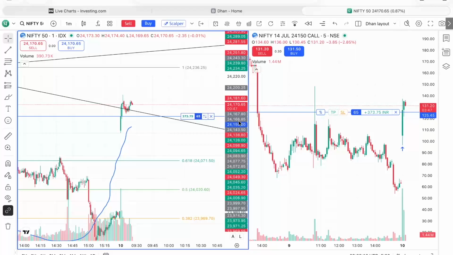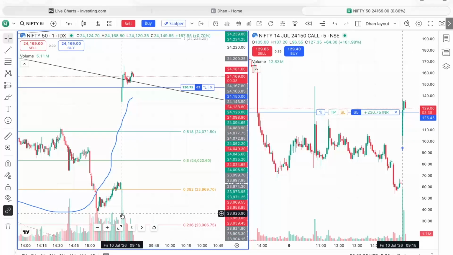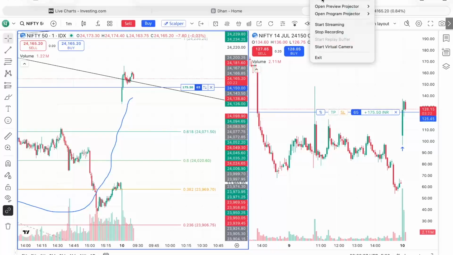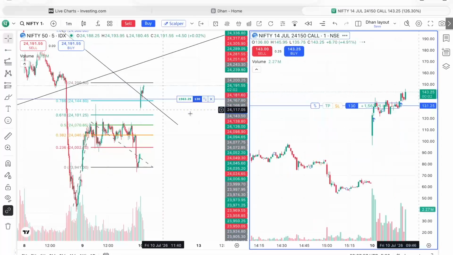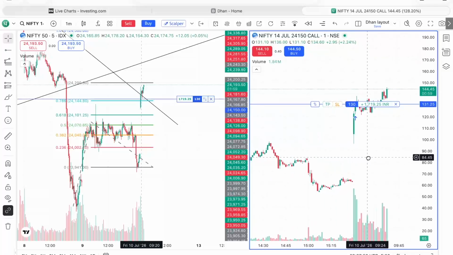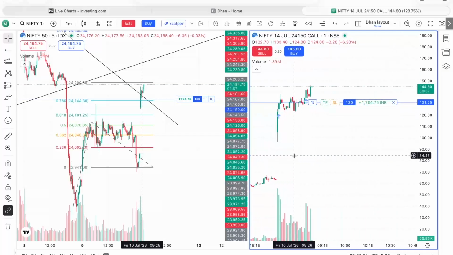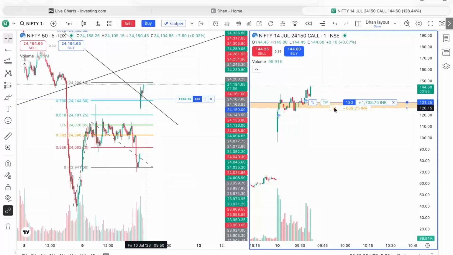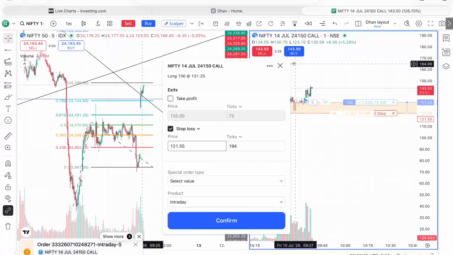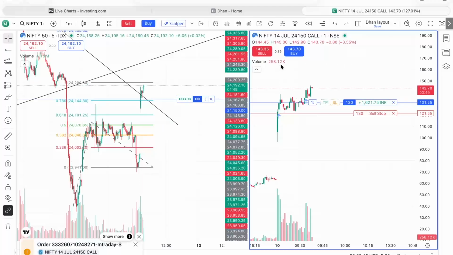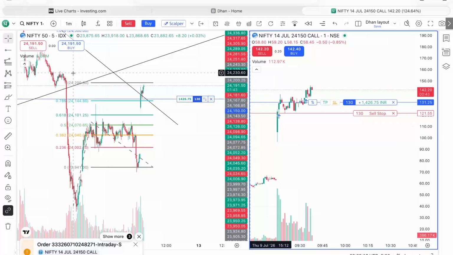Now I was waiting for a smaller swing, because it acts as my stop loss, to add a little more quantity. Here again I added one more lot. So my stop loss is now this one. My target is somewhere here at 230.